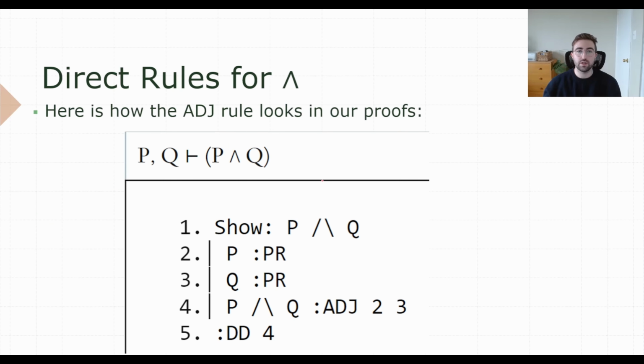And here's how it will look in our proofs. You can see if we have P and Q as premises, we can get P and Q by using the adjunction rule down here. You can see we have P, we have Q. So we have P and Q by adjunction on lines 2 and 3, right? So that's how it will appear for us.